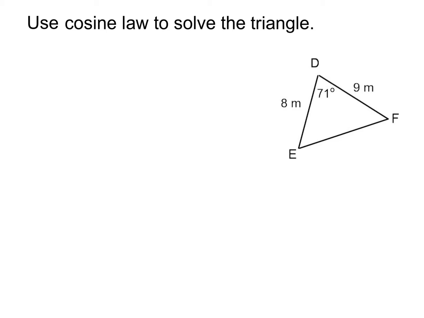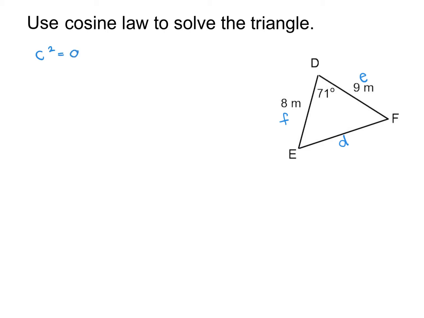In this question, we are given a triangle that has two sides and a contained angle in the middle. So we are going to use the cosine law. I'm going to start off by labeling the sides. So this is little d. Now the side across from angle E is little e. And the side across from angle F is little f. So the sides have been labeled in lowercase letters.